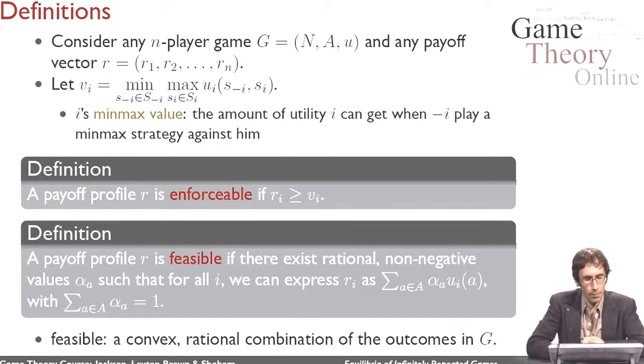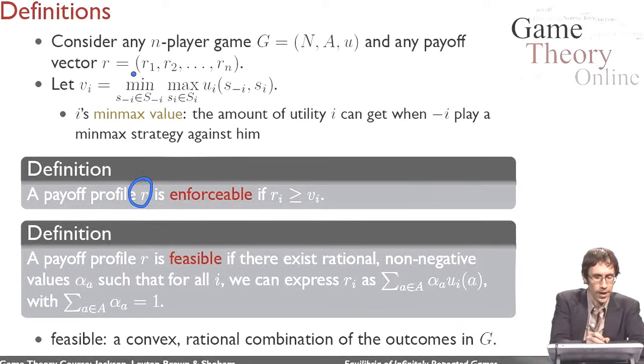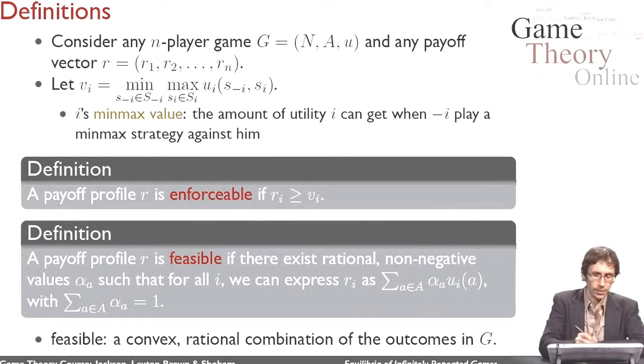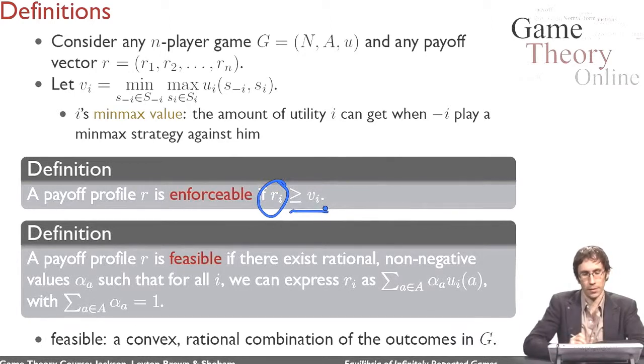So I will say that a payoff profile, remember, a payoff profile is a payoff amount for everybody, is enforceable. I'll give it the name enforceable if everybody's payoff in that payoff profile is at least their min-max value. If anybody is getting less than their min-max value in a given payoff profile, I will say that that's an unenforceable payoff profile.